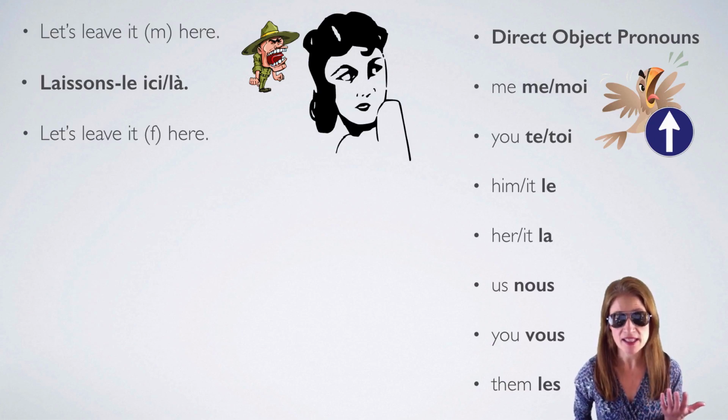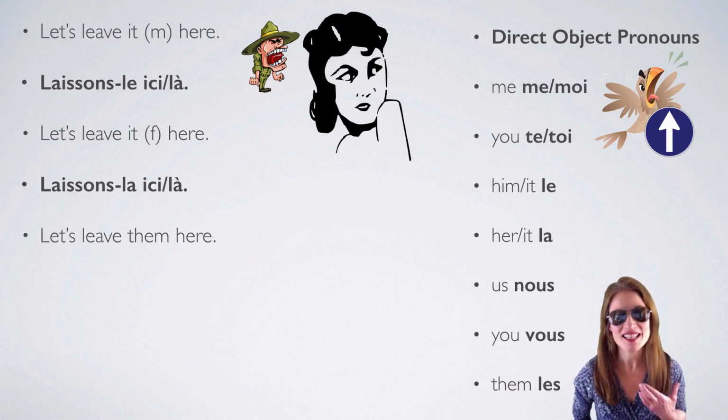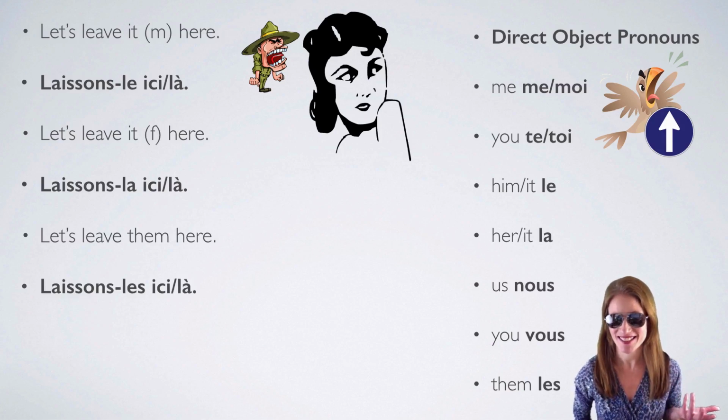Let's leave it here. And this time your it is feminine. Laissons-la ici, or laissons-la là. Sounds funny, doesn't it? Let's leave them here. Laissons-les ici, laissons-les là. Positive commands, you hook on your pronoun to the verb with a hyphen.